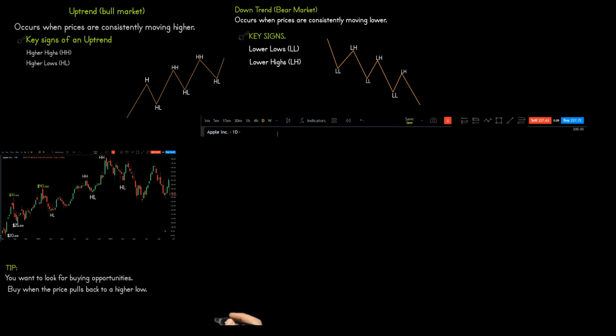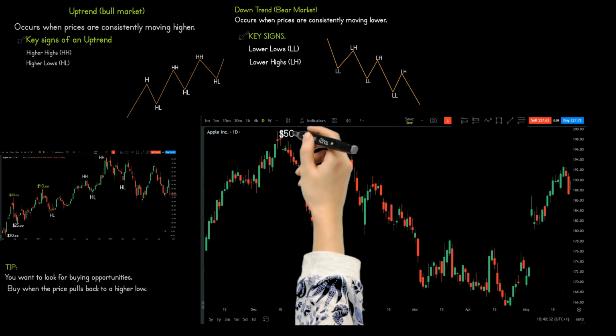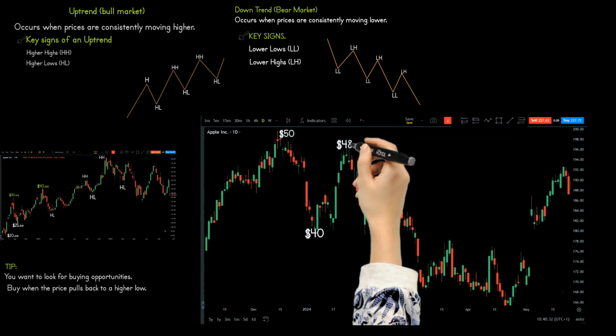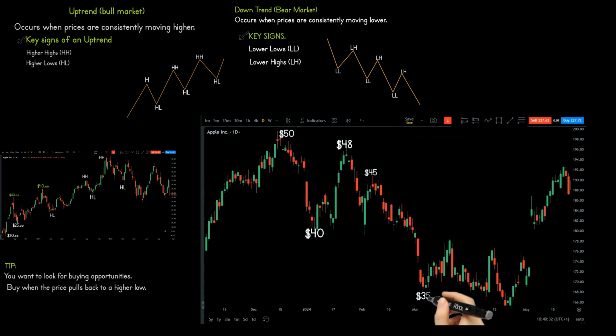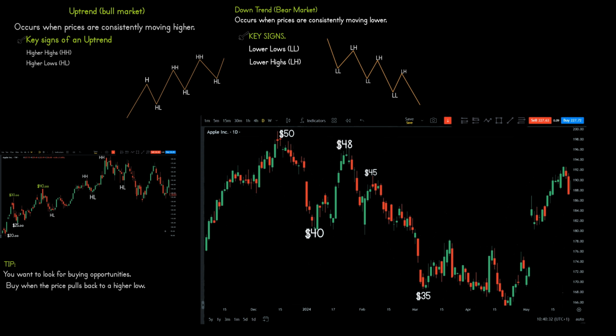Example of a downtrend. Imagine a stock starts at $50, drops to $40, then rises slightly to $45 before falling to $35. Each low point is lower than the last, and each high point is lower too. This is a clear downtrend.